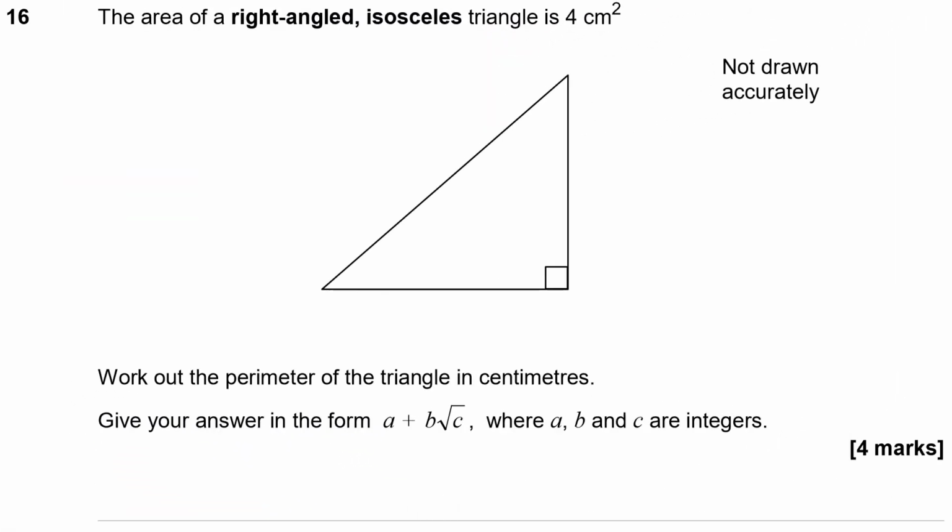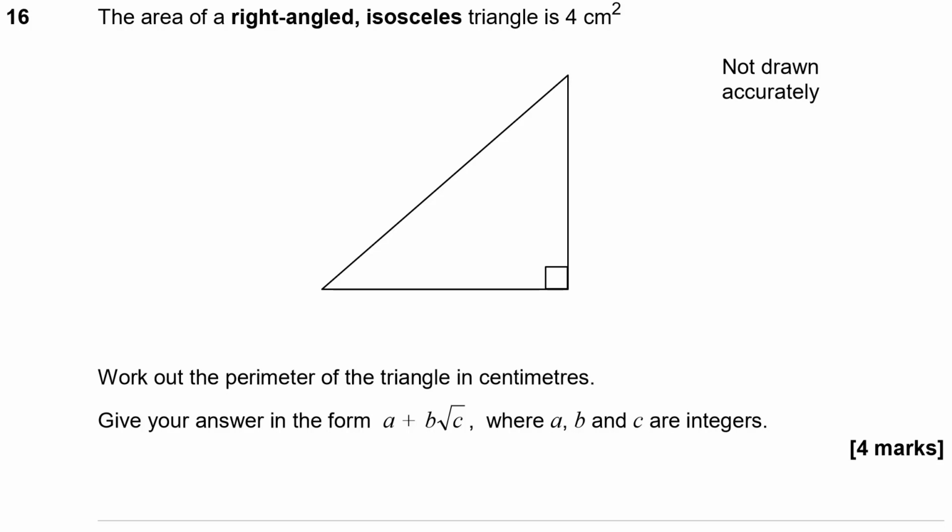Question 16. The area of a right-angled isosceles triangle is 4 centimeters squared. Work out the perimeter of the triangle in centimeters. Give your answer in the form of a plus b root c, where a, b and c are all integers.